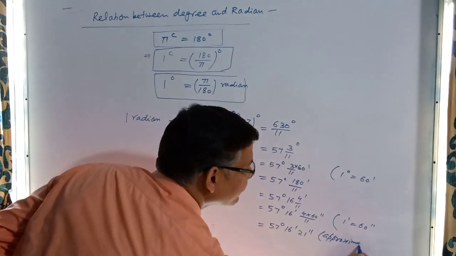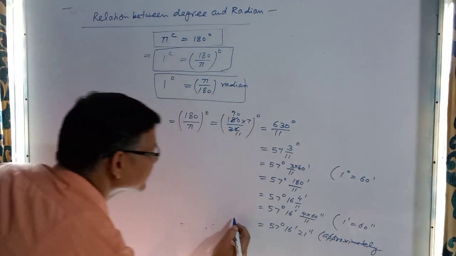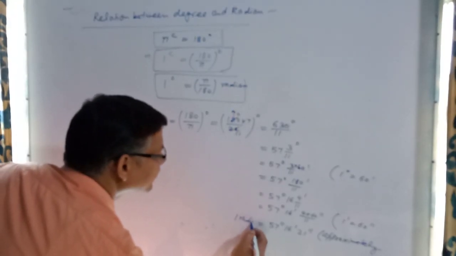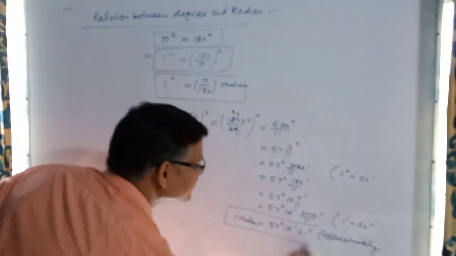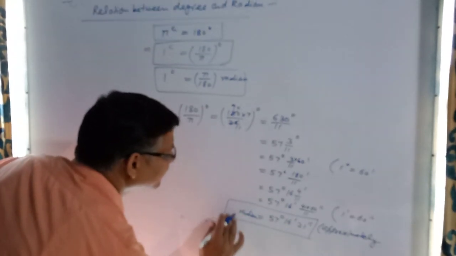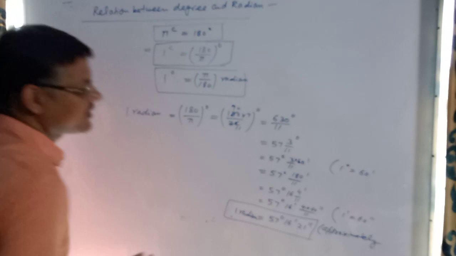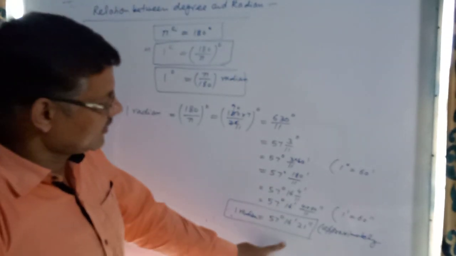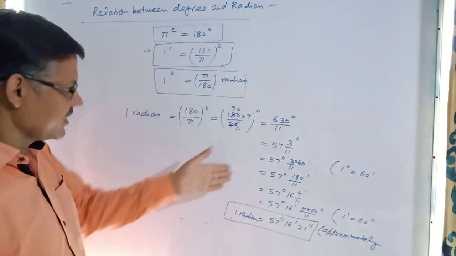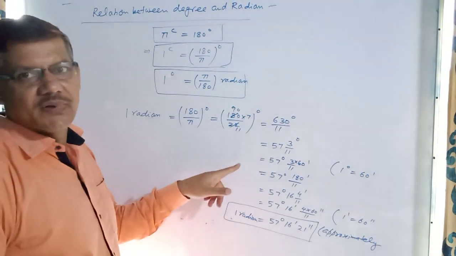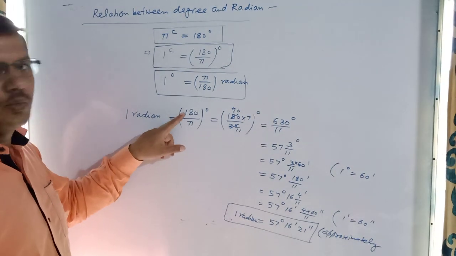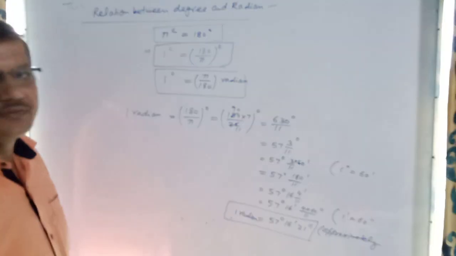Approximately. So this is 1 radian. 1 radian is equal to 57 degree 16 minutes and approximately 21 seconds. So this is the way to change radian into degree. For that, we multiply the number by 180 by pi and easily we change.